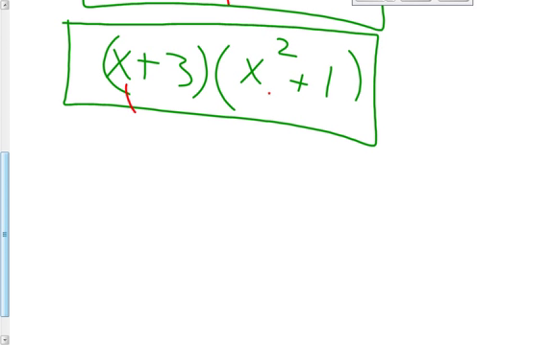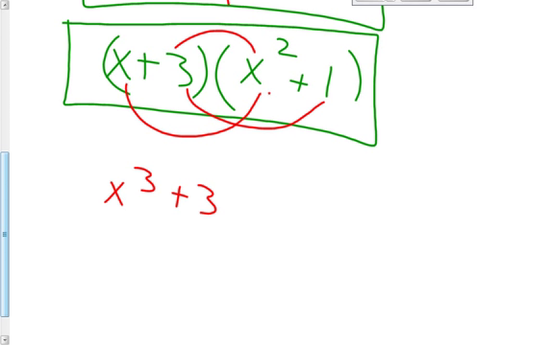First times the first, x times x squared is x cubed. Outside, 3 times 1 is a positive 3. Inside, 3 times x squared is a positive 3x squared. And then I would have, what did I do here? Something is fishy. Let me start over.